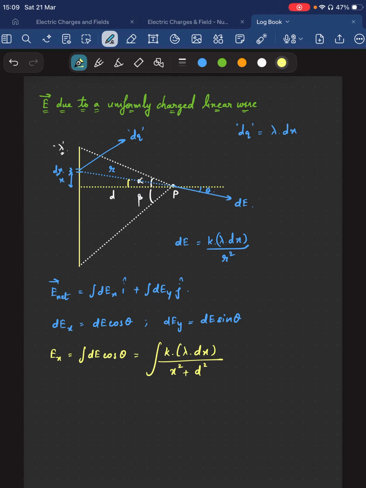So what will cos theta here turn out to be? Cos theta here turns out to be nothing but d divided by under root of x squared plus d squared, right? So here we are integrating all the x components of field being created by all the point charges, right? So now coming to your limits of integration.